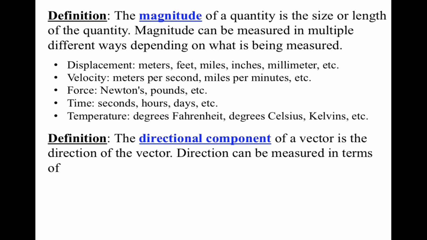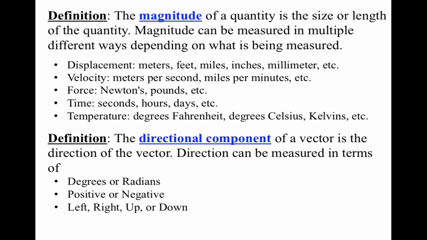And the directional component of a vector is the direction of the vector. Direction can be measured in terms of degrees or radians, positive or negative, left, right, up or down, north, south, east, or west.